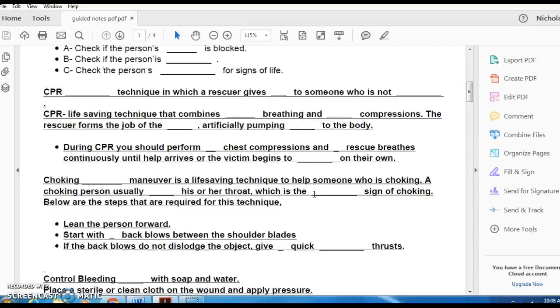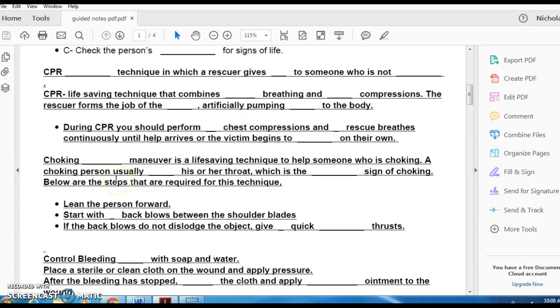All right, next up is choking, and the Heimlich maneuver is a life-saving technique to help someone who is choking. A choking person usually grabs his or her throat, which is the universal sign of choking. So no matter where you're at, if someone is choking, it's important to know the universal sign of choking, which is just somebody putting 2 hands around their throat, not being able to talk. That's a giveaway that they are currently choking.